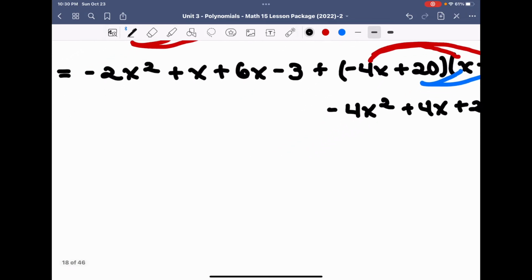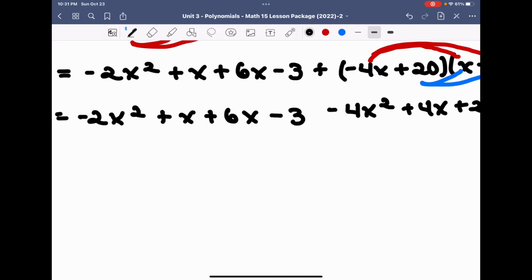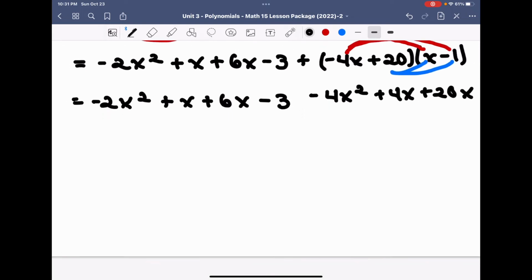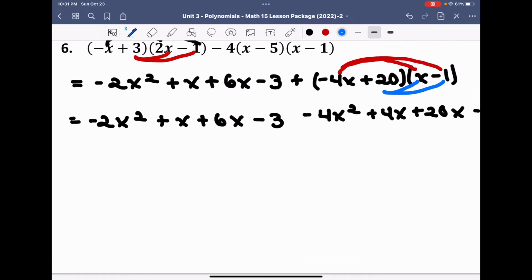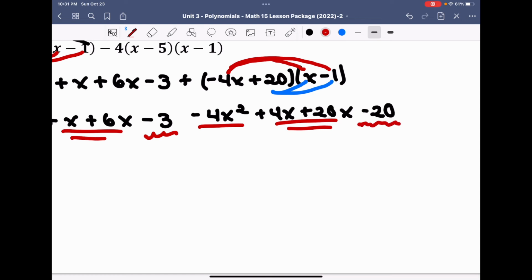All right, now I'm going to go back here and rewrite out my original statement for the right side. Negative 2x squared plus x plus 6x minus 3. All right, now I have to organize all my terms. I'm going to put all together my x squared terms, which will get a single underline. My x terms are going to get a double underline. And then finally, the constants will get the squiggle here.